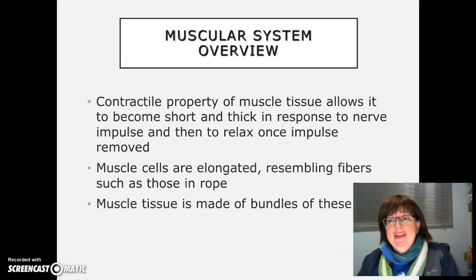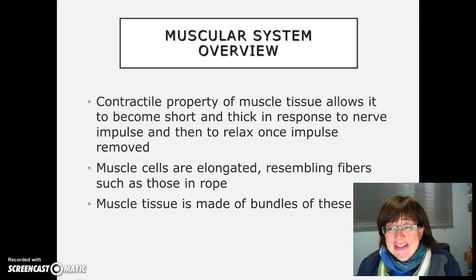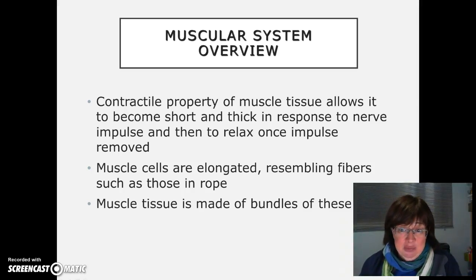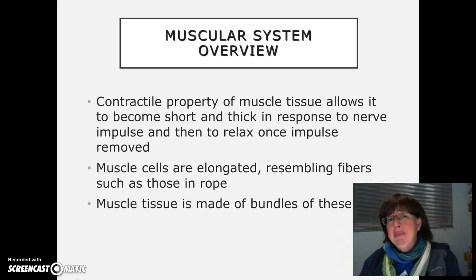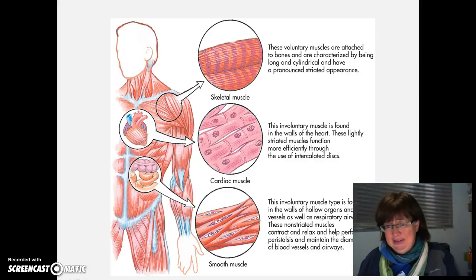Okay, so when you look at the muscle system, muscles are special contractile tissues that allow you to shorten and thicken due to nervous response. And once that nervous response goes away, the muscle relaxes. So muscle cells are elongated fibers. If you think of pulled pork, you have those fibers, those are muscles. And they kind of work like a rope.